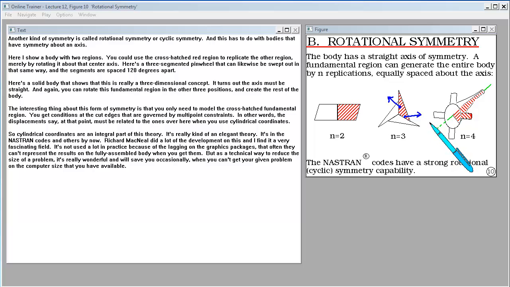It's in the Nastran codes and others by now. Richard McNeil did a lot of the development on this, and I find it a very fascinating field. It's not used a lot in practice, perhaps because of the lagging of the graphics packages, that often they can't represent the results on the fully assembled body when you get them. But as a technical way to reduce the size of a problem, it's really wonderful and will save you occasionally when you can't get your given problem on the computer size that you have available.